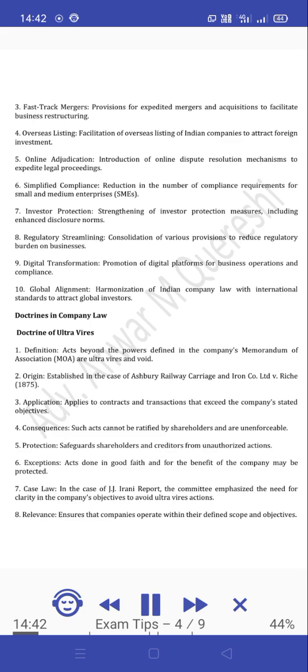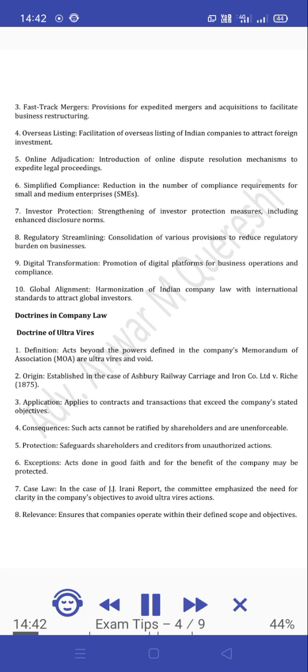7. Investor protection. Strengthening of investor protection measures, including enhanced disclosure norms. 8. Regulatory streamlining. Consolidation of various provisions to reduce regulatory burden on businesses. 9. Digital transformation. Promotion of digital platforms for business operations and compliance. 10. Global alignment. Harmonization of Indian company law with international standards to attract global investors.